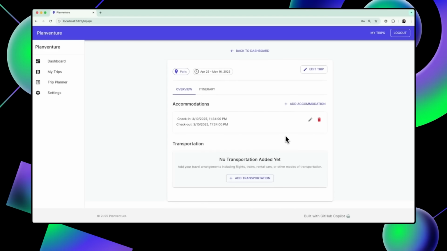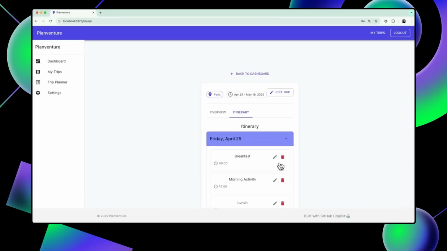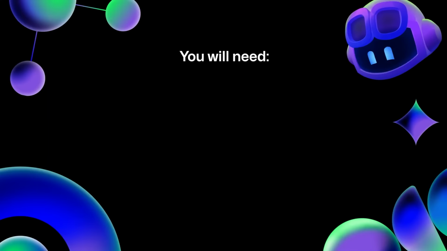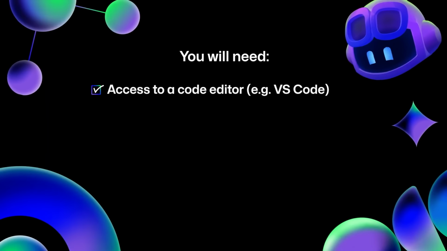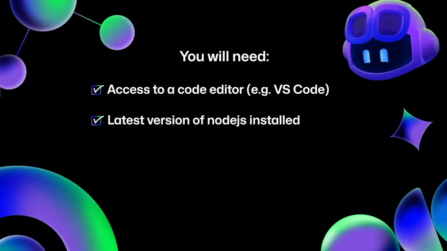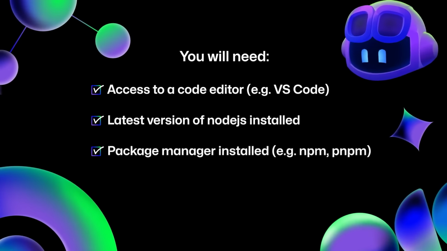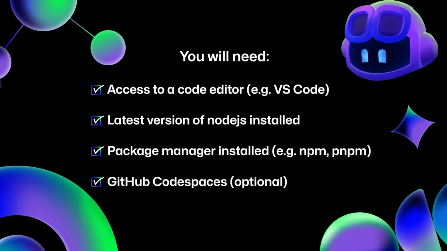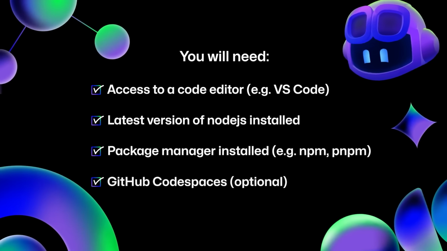This project builds on top of the previous episode, where we built the backend API with Flask and GitHub Copilot. To build along with me, you'll need access to a code editor. I'm using VS Code, the most recent version of Node.js, and a package manager such as npm installed on your machine. Or you can open up a codespace to build in the cloud.